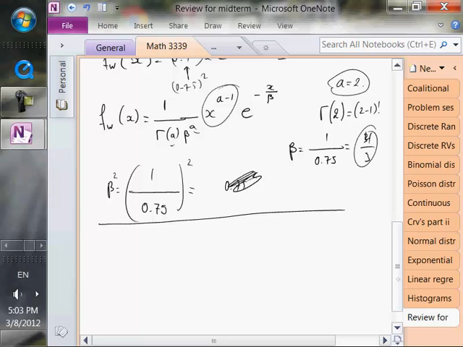But when... No, exponential is waiting time until the first occurrence. So lifetime is exponential because you don't die twice. You just die once. So it's the occurrence until the occurrence of the first event, your first death.